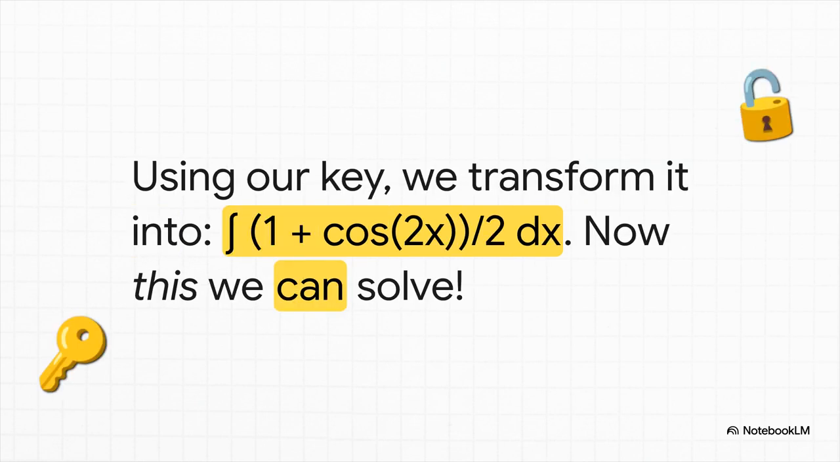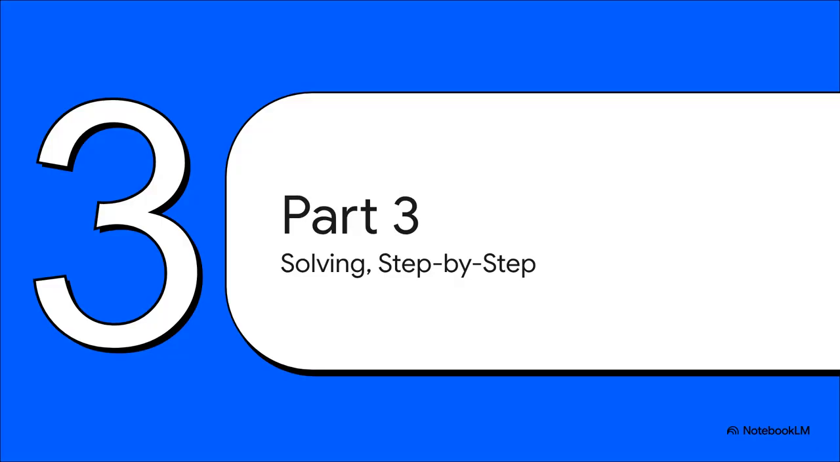But now, watch this. With our key, we do the substitution, and just like that, it's unlocked. We've turned the integral of cosine squared x into the integral of (1 plus cosine of 2x), all divided by 2. And this is a problem we can absolutely solve. Now that we've transformed the problem, the hard part is over. All that's left is to actually do the integration. So let's break down these final steps and get our answer.